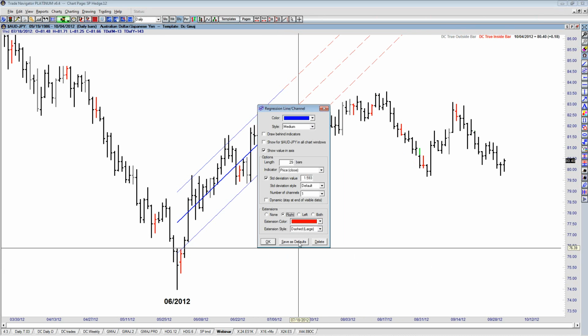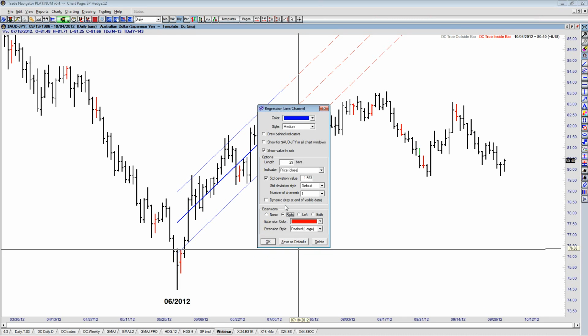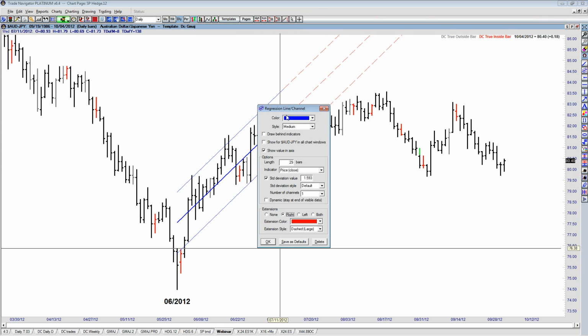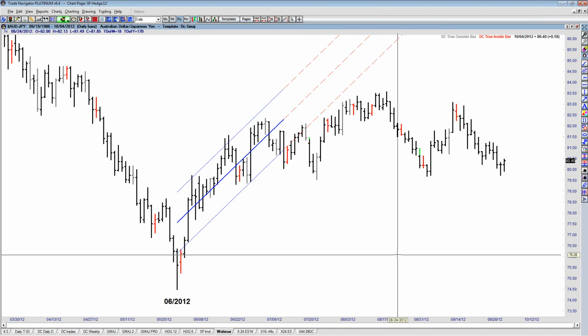Now, a word of caution. Sometimes when you move this thing, this dynamic stay at end of visible data will self-select. I don't know why it does, but I've seen it do it on many occasions. If your channel is starting to move around, just check the settings for this and make sure that box, dynamic stay at end of visible data, is not ticked. So we put on our extensions, and we're going to save that as the default, and we now have an effective 1.593 as the standard deviation.